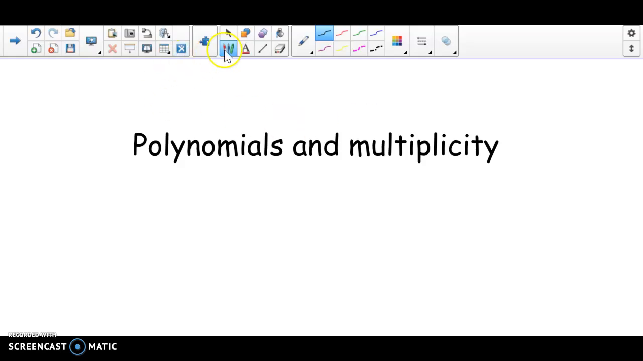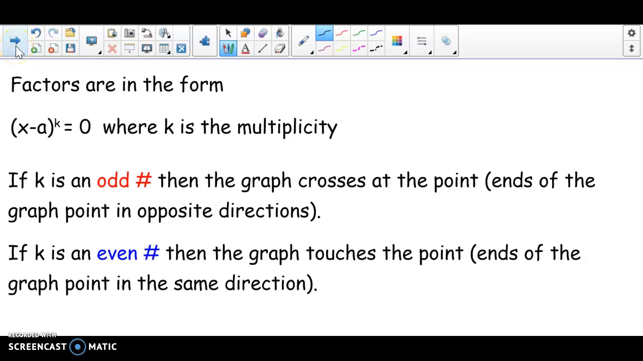Okay, today we're going to talk about polynomials and their multiplicity. Before we go over exactly what the multiplicity is, we're going to look at a couple of things. Factors are in the form of x minus some value to some power is equal to 0. Whenever we factor something out, we take all of our factors and we set them individually equal to 0. Well, this exponent that is outside of that grouping symbol, that parenthesis, that k, is the multiplicity.